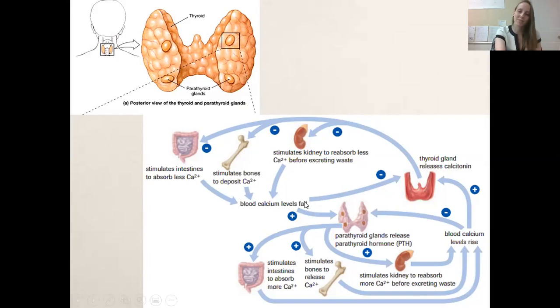If blood calcium levels get too low, that will stimulate the parathyroid glands. They will release parathyroid hormone, which will go and cut off the calcitonin, will also cause your intestines to absorb more calcium, your kidney to reabsorb more calcium, and your bones to actually be broken down to release calcium. All of those things will increase your blood calcium levels again.